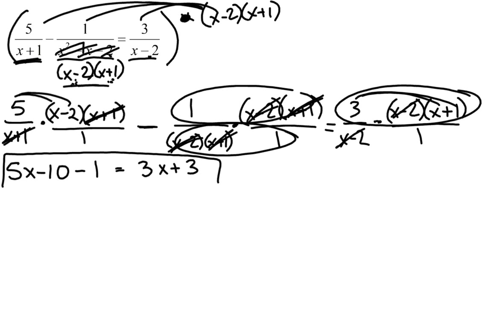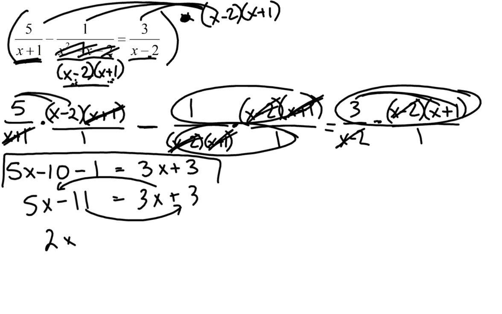So I solve. 5x minus 11, because I combine my like terms. Going to move my x over here. 5x subtract the 3x is 2x. Going to move my 11 over here. Negative 11 becomes positive 11 when I move it to the other side. So 3 plus that 11 will equal 14. And x will equal 7.